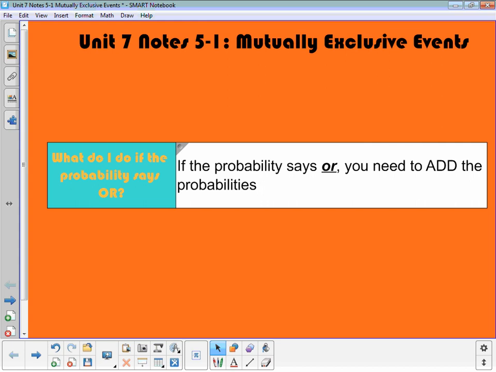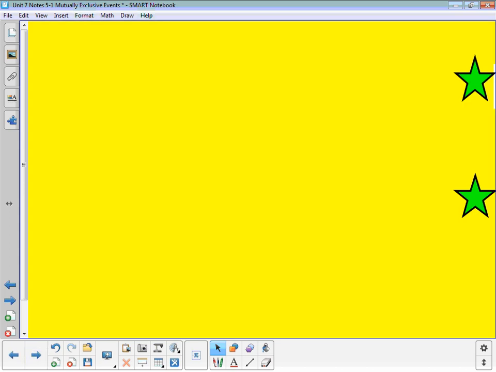So this week we're going to be doing a lot of adding of fractions. So let's do a little review. Remember when you're adding fractions that you need to add the numerators and keep the denominators the same. You can only add fractions if the denominators are the same. And we'll take a look at that here in a second. So let's just start off with some basic OR probabilities. Let's take a look at that first one on your note sheet.